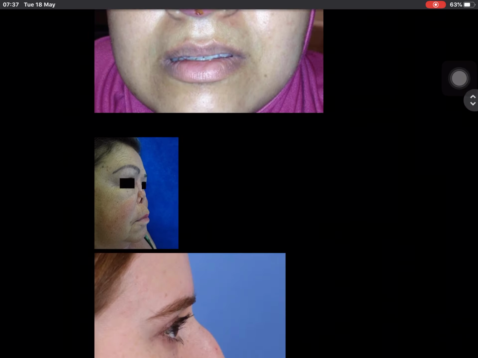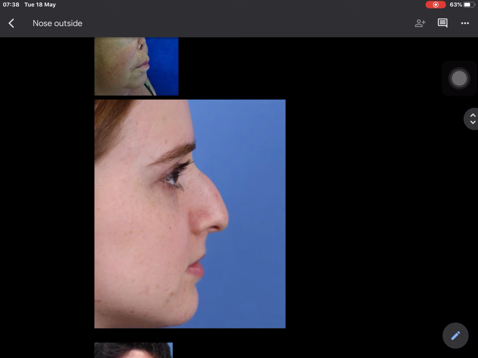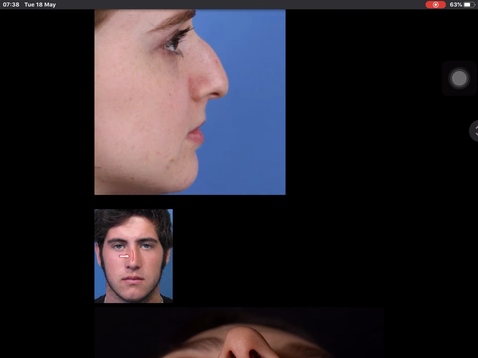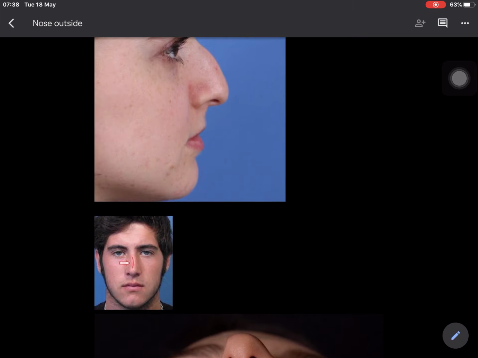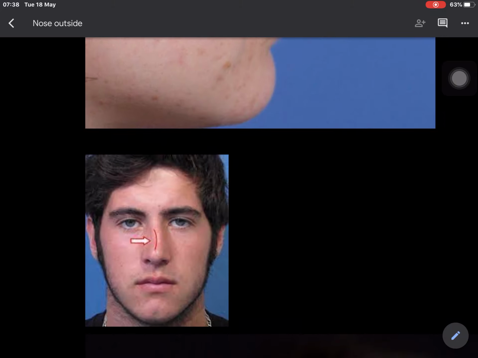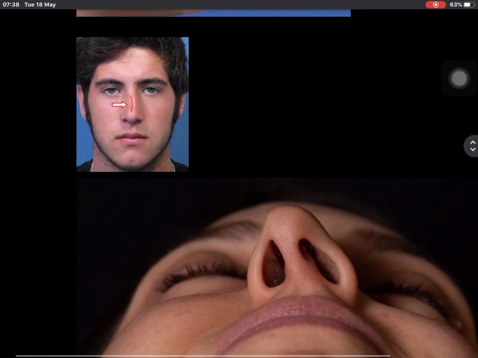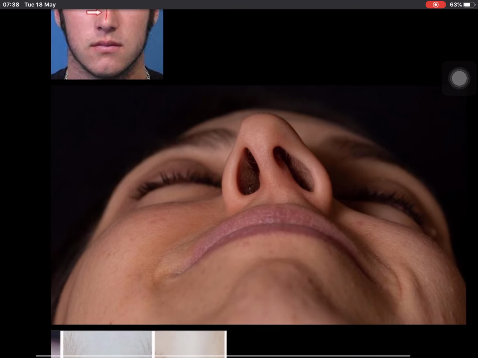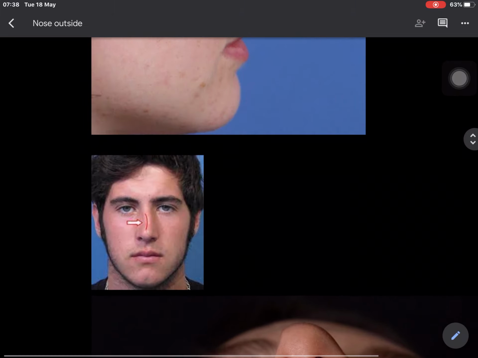So a crooked or deviated nose looks like this. This is a hump nose. We will see a hump nose in detail very soon. This is a crooked nose because technically the tip is more or less in the midline, but the dorsum is deviated. But here the tip itself is towards the right side. So that's a deviated nose. So this is a deviated nose. This is a crooked nose.